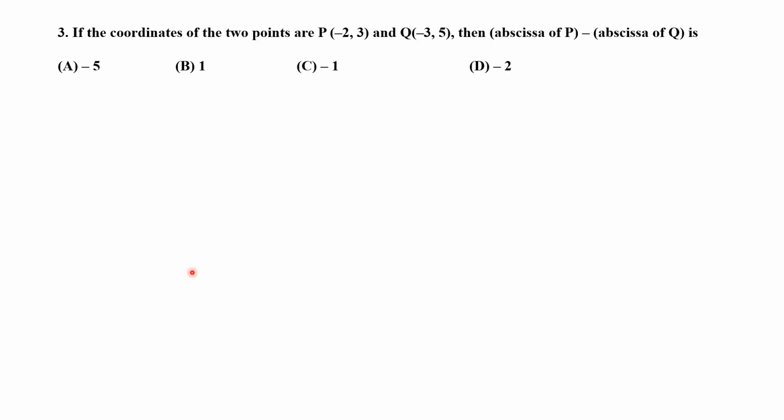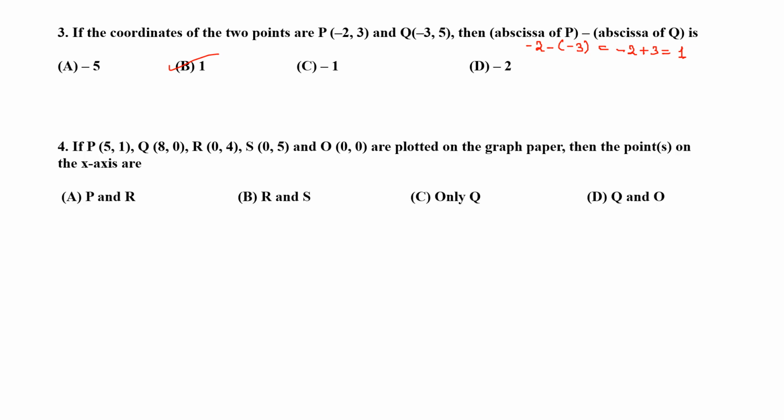Now question number 3. If the coordinates of the 2 points are P(-2, 3) and Q(-3, 5), then abscissa of P minus abscissa of Q is. First of all, abscissa means x coordinate. So the x coordinate of P is minus 2 and abscissa of Q means the x coordinate of Q is minus 3. Now you have to find the difference of that. So it will be minus 2 minus of minus 3. Now solve it: minus 2 plus 3, and you will get the answer as 1. So the option is B.